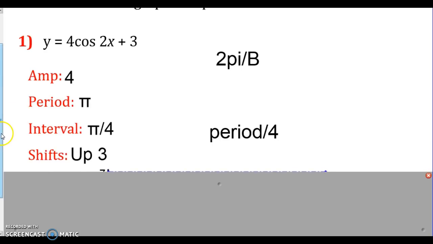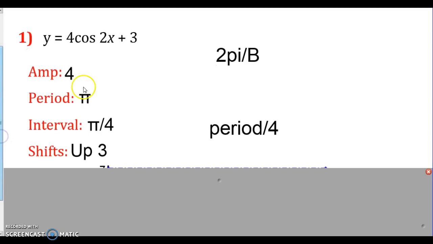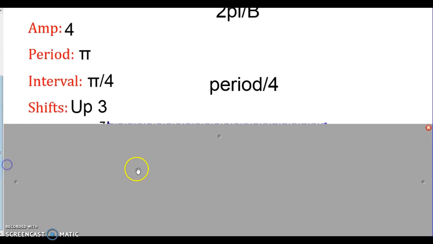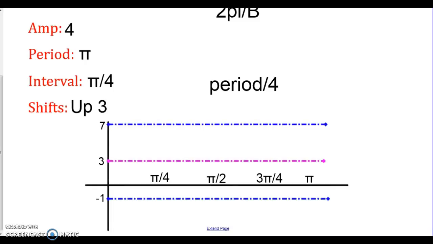Lastly, my shift, my translation, is up 3. So this thing right here, this D value, this plus 3, tells me that my whole graph is going to shift vertically 3 units. So let's take a gander, if you will, at the skeleton of the graph.